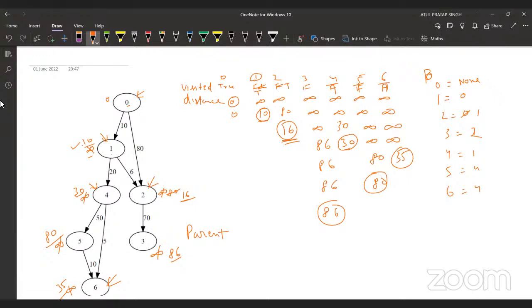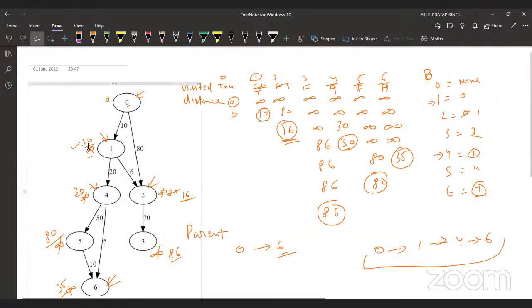For example, if you want to find the shortest path from 0 to 6, you can start from the destination vertex. So we are interested in finding the shortest path from 0 to 6. We will start from 6 and check what the parent of 6 is. The parent of 6 is 4. We will move to 4 and check the parent of 4, which is 1. Then we check the parent of 1, which is 0. Okay, so this is the path. If we follow this path, we can reach from 0 to 6 in 35 distance.